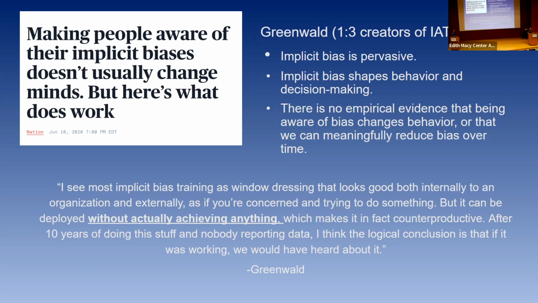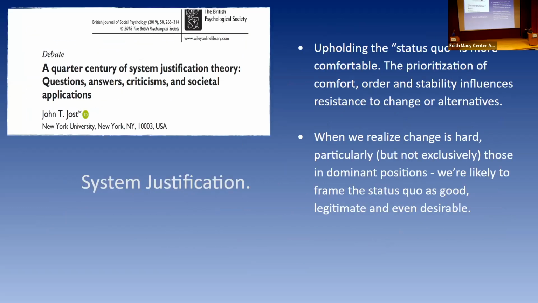It's not. We're not reducing bias in meaningful ways that last over time, in spite of our spending millions of dollars related to implicit bias training. Another thing that gets in the way is system justification. So there's a tendency to uphold the status quo because it's more comfortable. The prioritization of comfort, order, and stability influences resistance to change and alternatives, especially if you're a member of the group that's not experiencing the brunt of oppression and threat.